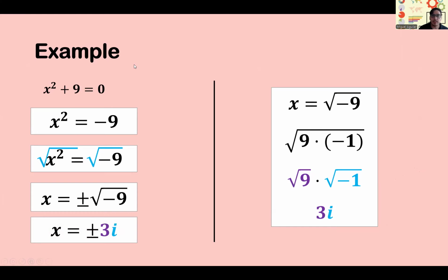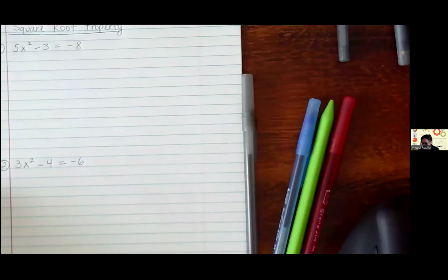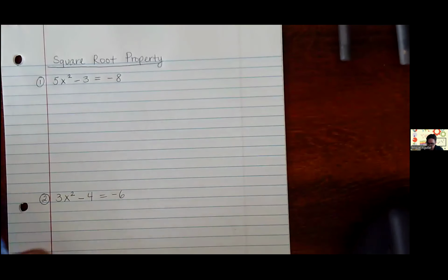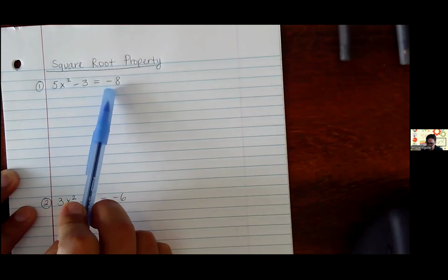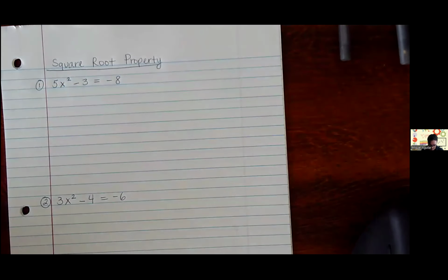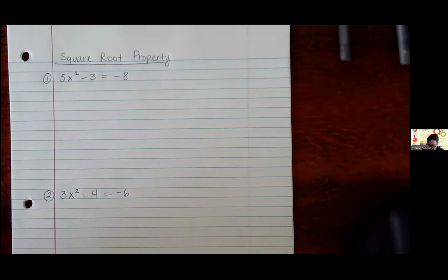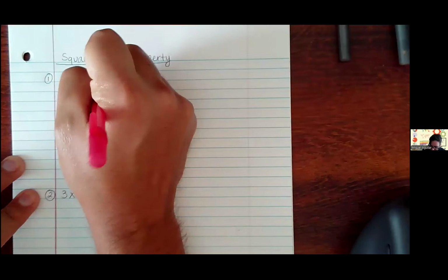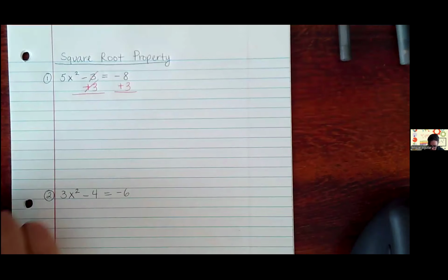All right, so let me switch over to the document camera so we can do a couple of examples that should yield some complex solutions. First, let's look at this equation that says 5x squared minus 3 equals -8 and start solving it. If we need to solve this with the square root property, then we definitely need to add the 3 over to the other side of the equation so that we cancel it out here.